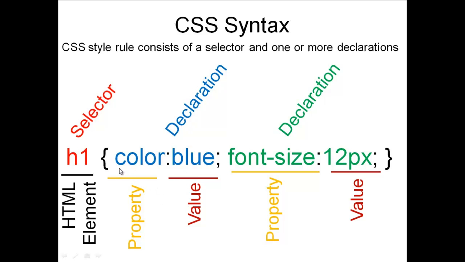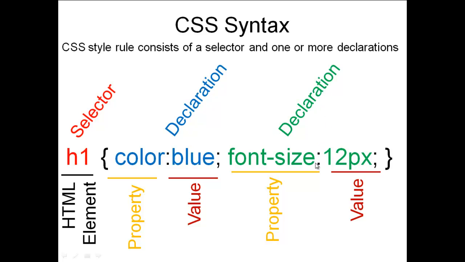The first thing we're going to have is the property. So color, in this case, is referring to the text color. If we wanted it to have a specific background color, it would be background-color. We also have the font size, which we're going to declare. These are properties, and then what we want them to be will be the value. So color is the property, the value is blue. That's one declaration. The property font size with the value 12 pixels is a second declaration.